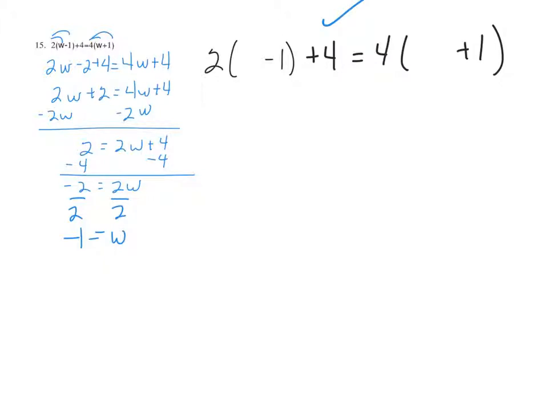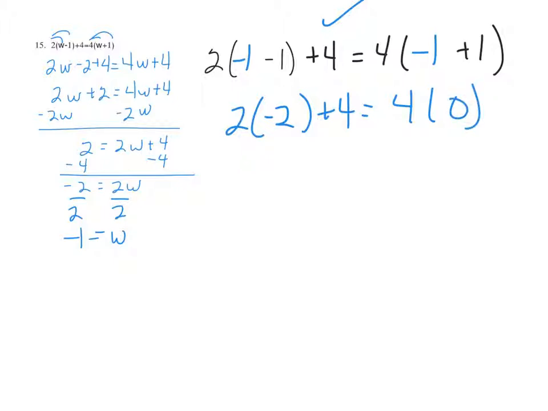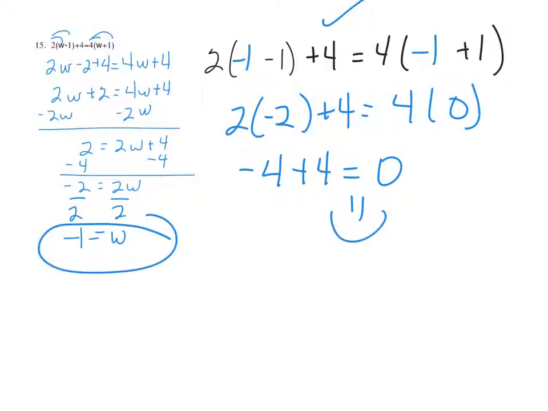Check. I'm going to put negative 1 in every place there was a w. So I've got 2 times negative 2 plus 4, I hope equals 4 times 0. And sure enough, negative 4 plus 4 does in fact equal 0. So negative 1 was the correct answer.